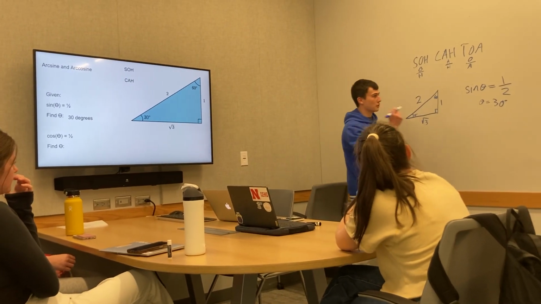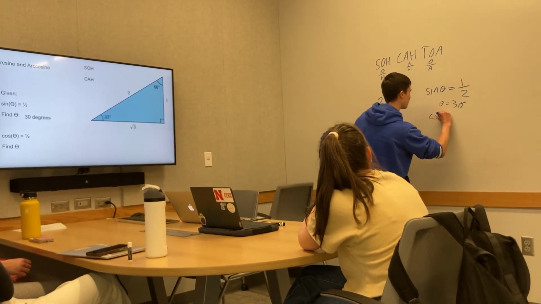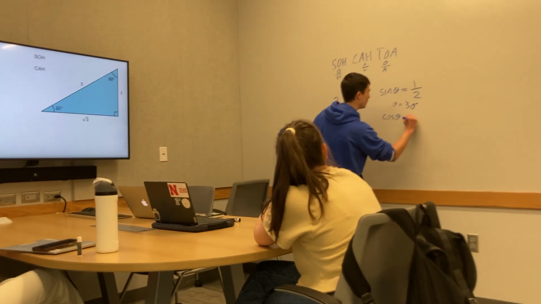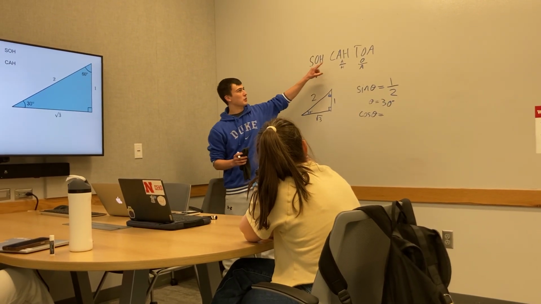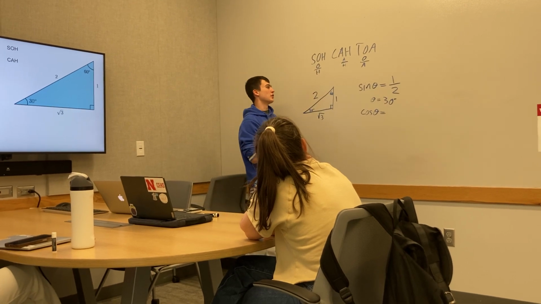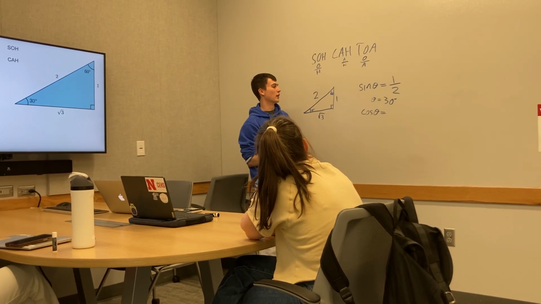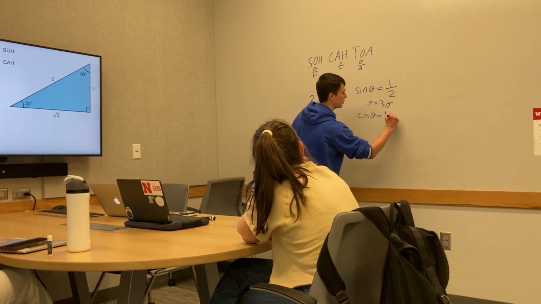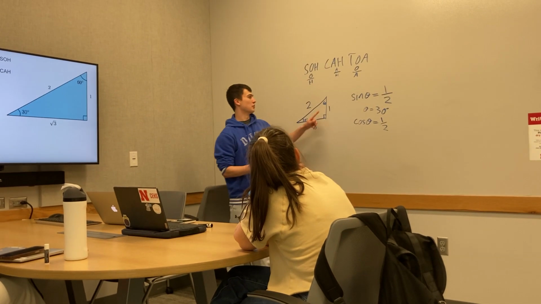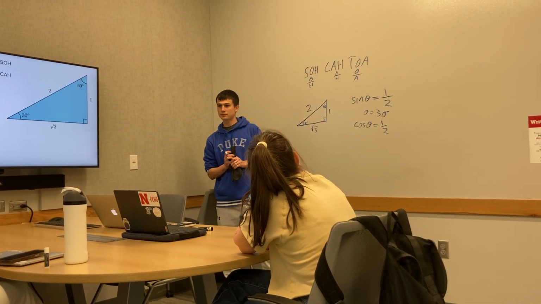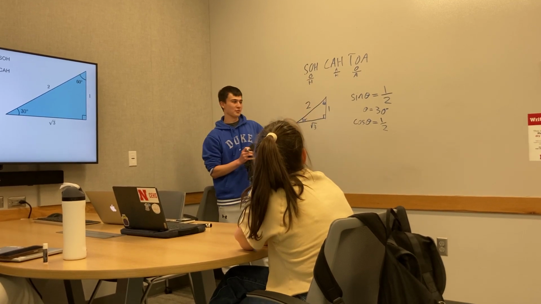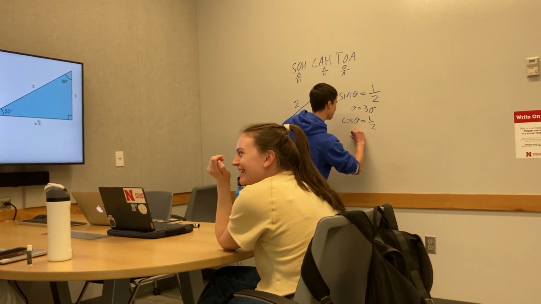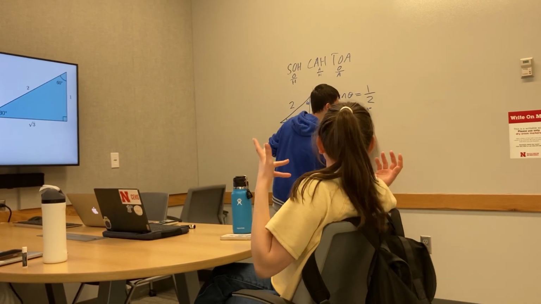And then we can do the same thing with cosine of theta, but this time we don't want the opposite. What do we want? Adjacent. We want the adjacent, right. So if we want to find where the adjacent side equals 1, which angle is that going to be? 60, right. Correct.